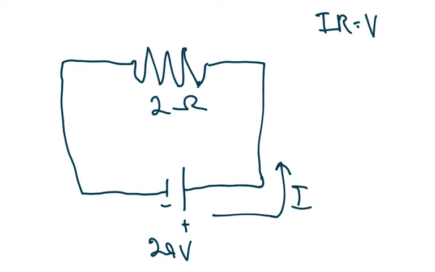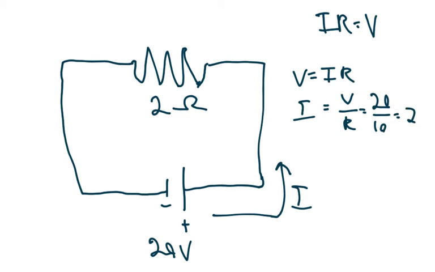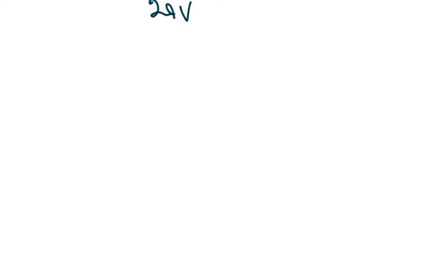So what if I want to solve for the current? Then instead of V equals IR, I can solve for I by dividing both sides by R. Here's I equals V over R. So that's going to be, in this case, 20 over 10, which is 2. Simple enough, right? But what if I want to add to this circuit and make it more interesting?